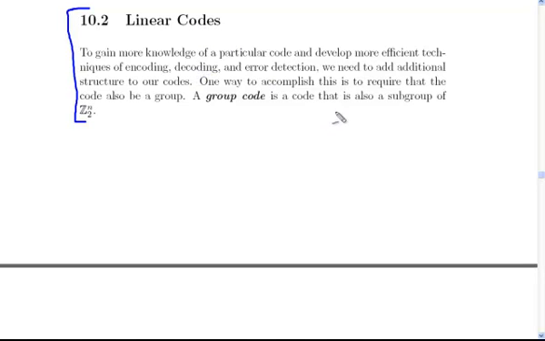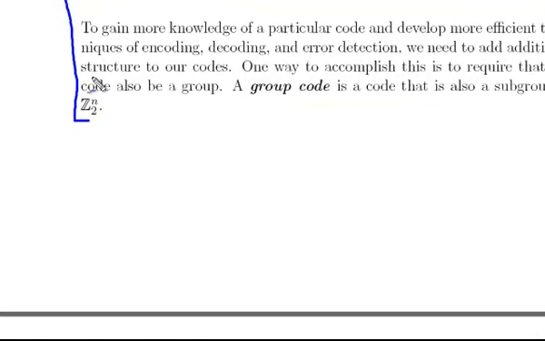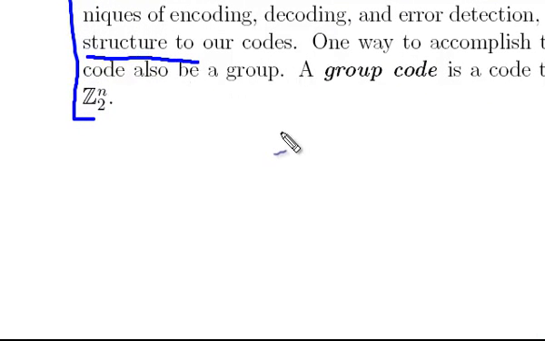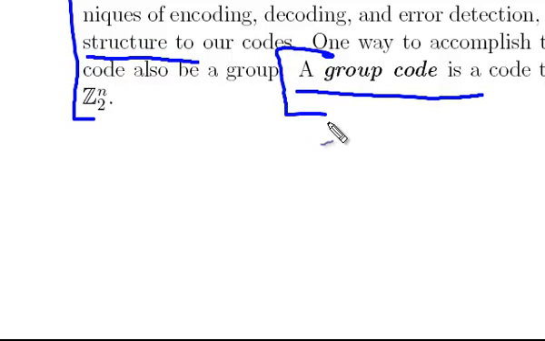If you choose instead to have code words that have a certain structure, it becomes much easier to analyze codes. And actually, the structure that we're going to use is based on a group structure. Okay, so here's a definition. Here's where the abstract algebra comes in. A group code is a code that's also a subgroup of Z2^n.